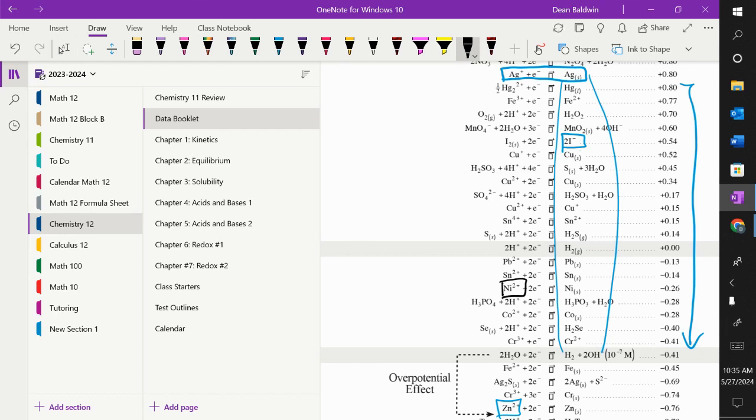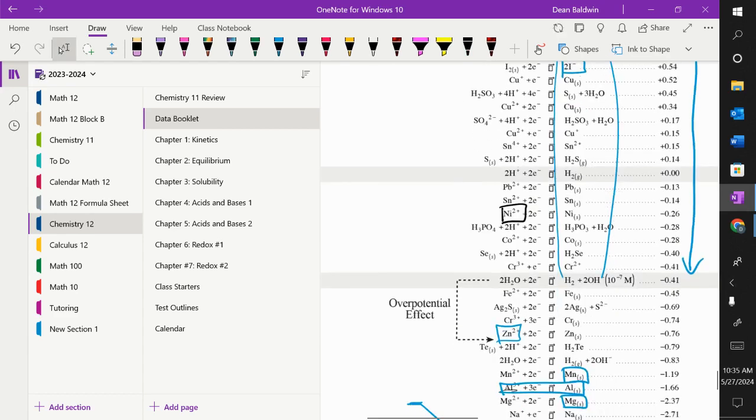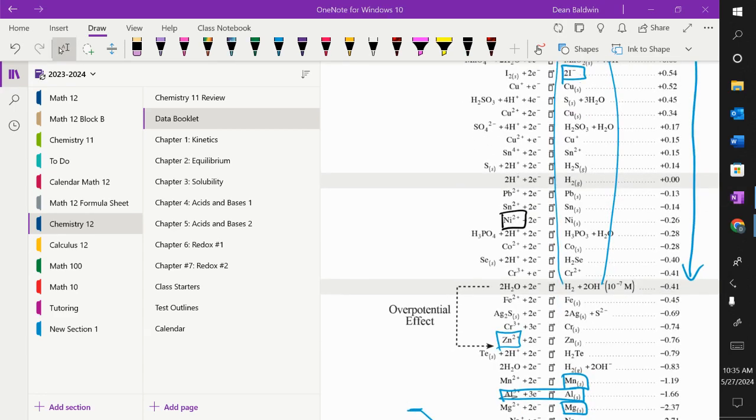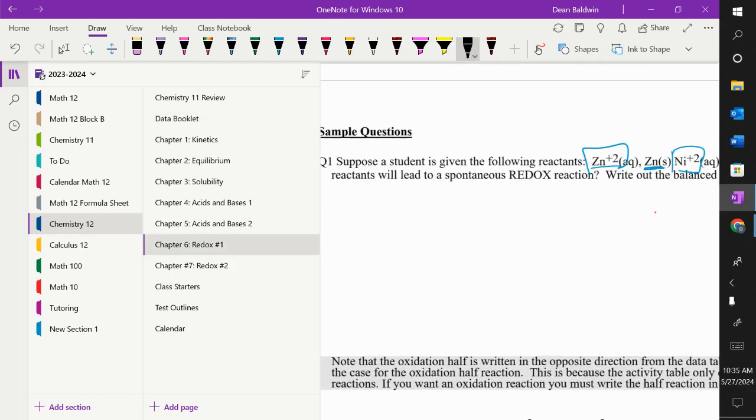There's nickel. Okay. So zinc ions and nickel ions will not react because they're in the same column, but nickel will react with the zinc metal. Okay, so to write that reaction, nickel and the half reaction as written on the table looks like this. The table writes the reductions.